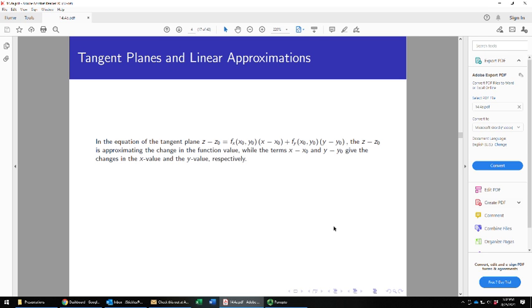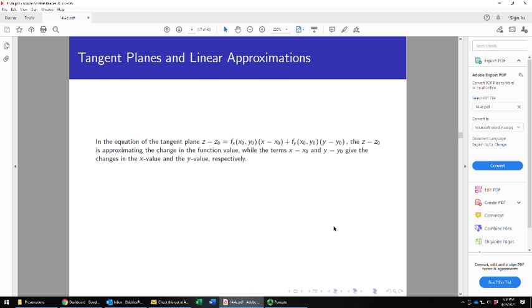Alright, so looking back at the formula for the equation of the tangent plane, notice that z minus z naught is a change of z. So what that is, much like what we do for tangent lines back in Calc 1, the z minus z naught is approximating the change in the function. Right? It's a difference between where the function started, z naught, and where it ended up, the new z coordinate.